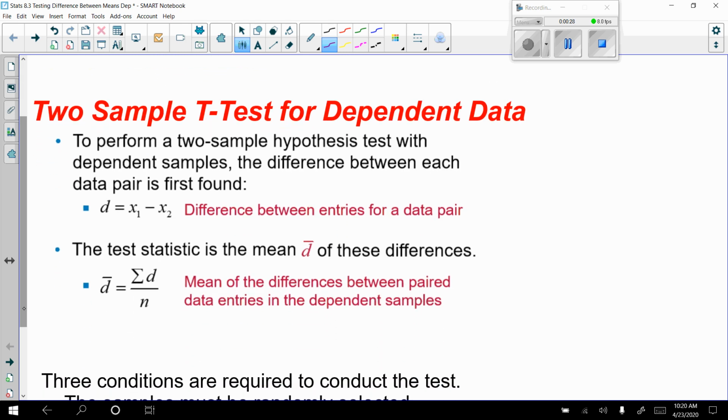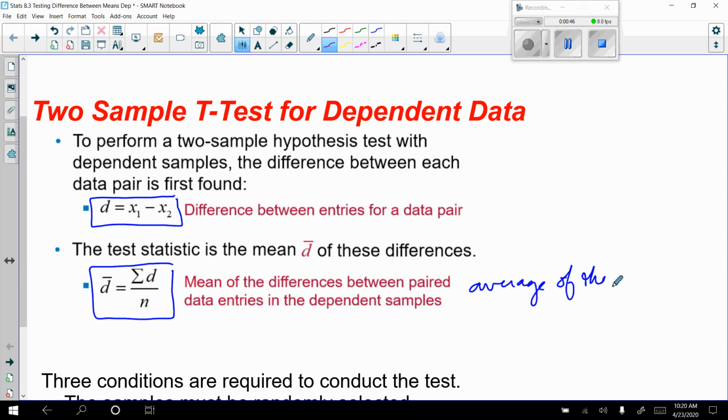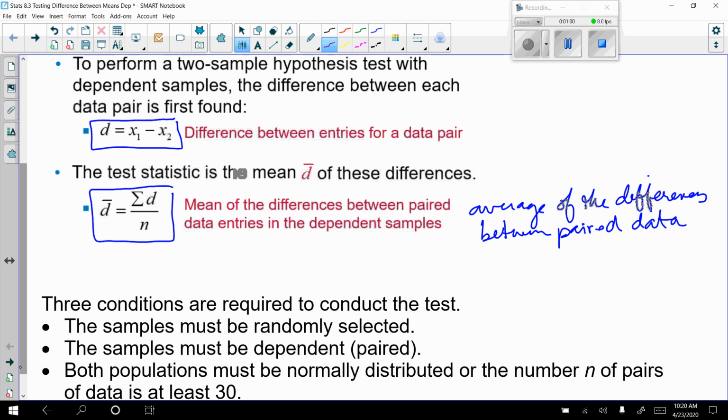That means that we're going to have to calculate the difference between the means for the pairs of data. And we're going to have to find what we call the average of those differences. Okay, the average of the differences between the paired data. So that's what D bar means, is the average of the differences.